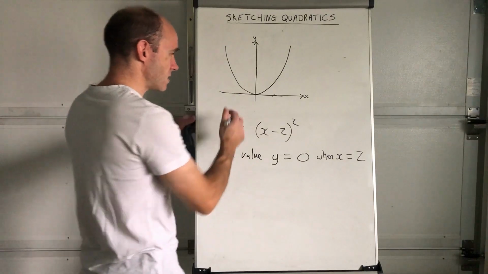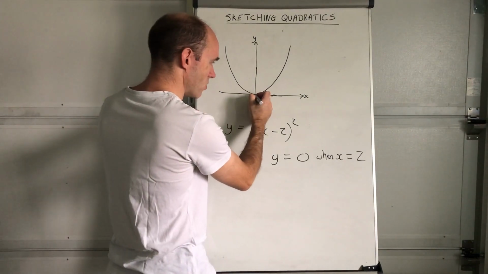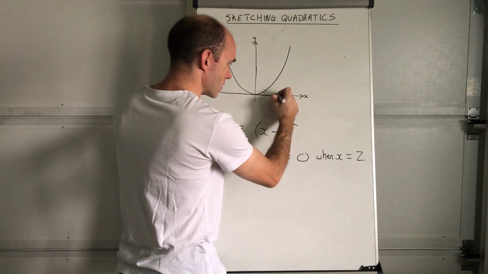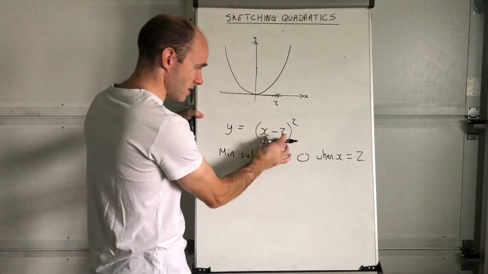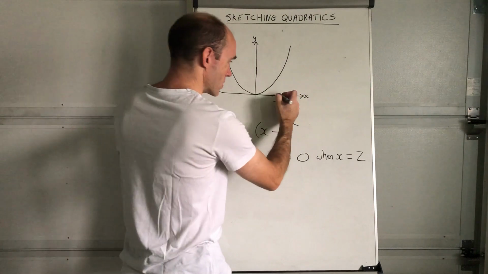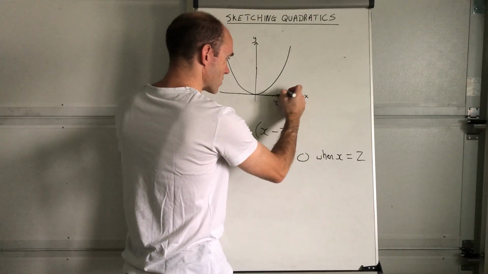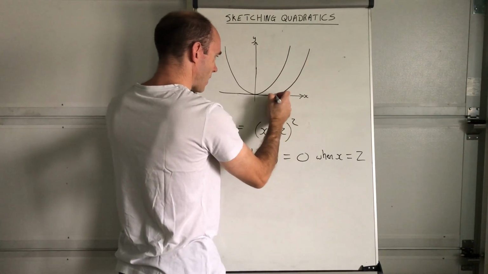So what that means is, rather than have a minimum value at the origin, you just translate it, shift it 2 units across to the right like that. And that's why this is a horizontal translation towards the right. Okay, and I'm going to sketch the curve like this and like this.